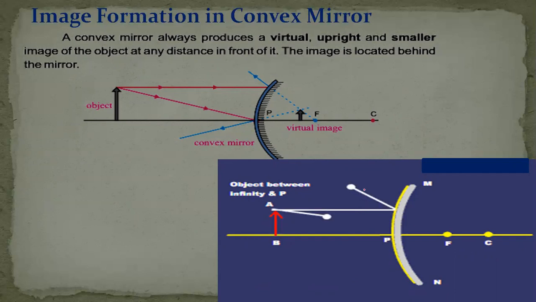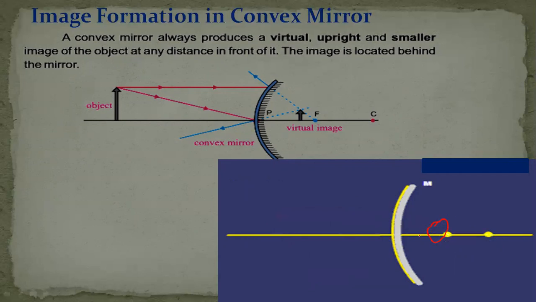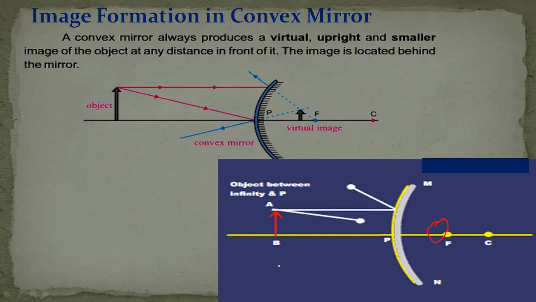So look, light rays are striking, but they are divergent. But they are meeting here at this point at the back of the mirror, so it makes a smaller image, an upright image, but it is also virtual. Diminished image means a smaller image. Virtual also because it is at the back of the mirror, so it will disappear when the object is removed from the mirror. So dear students, that's it for today.